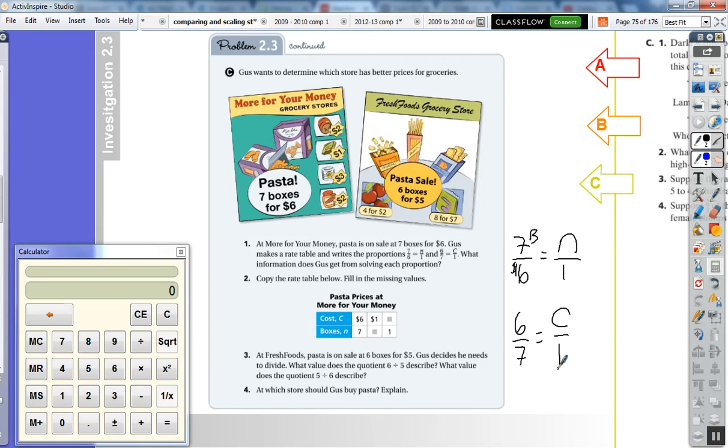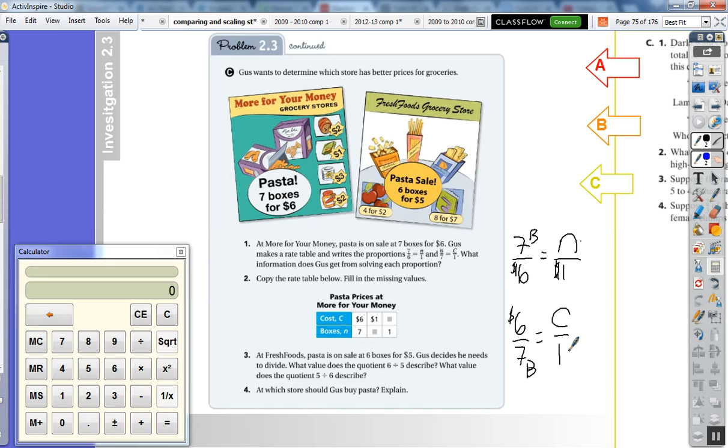What information does Gus get from solving each proportion? All right, so here's the deal. Here we have dollars per box. That means we're getting the cost of 1 box. Over here, we're getting boxes per dollar. And typically in stores, we want to know the cost for 1 box of pasta. And that's how it's normally reported to us.